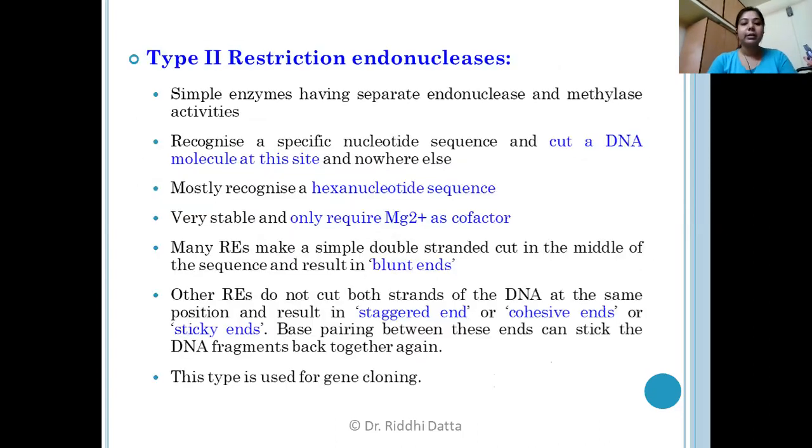Now let us see what are the features of this type 2 restriction endonuclease. These type 2 restriction endonucleases are simple enzymes that have separate endonuclease and methylase activity. And of course, for our purpose, we will select the endonuclease and leave out the methylase part. These enzymes will recognize a hexanucleotide sequence. That means the restriction site will be 6 base pair long, and the cleavage will occur specifically within this restriction site. And these enzymes will require only magnesium ion as cofactor, so preparation of buffer is also simple.